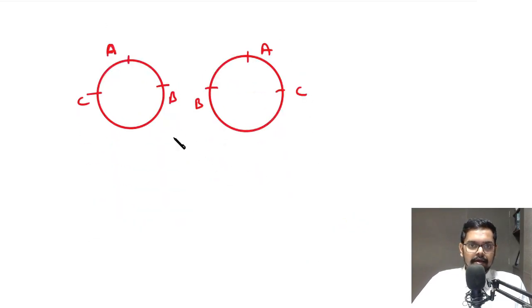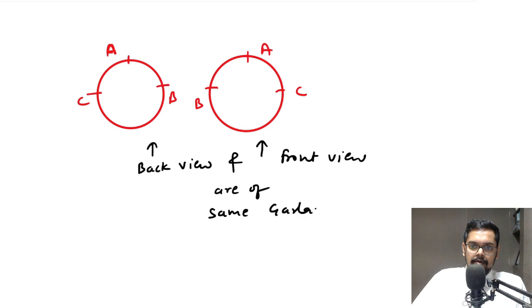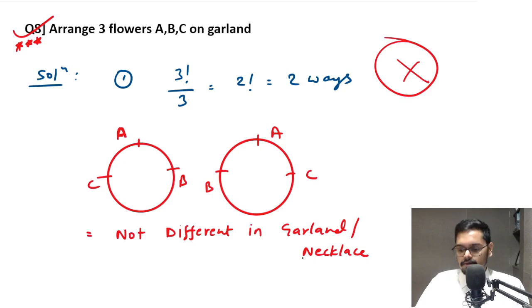Let me write it here, that the reason was, if this is the back view as per my example, then this is the front view, right? But this back view and front view are of the same garland only. Therefore, for this example, the number of garlands possible for 3 flowers is 1. So this is the visual way, but if we have more such flowers, then how to solve? We can't do it like this every time.